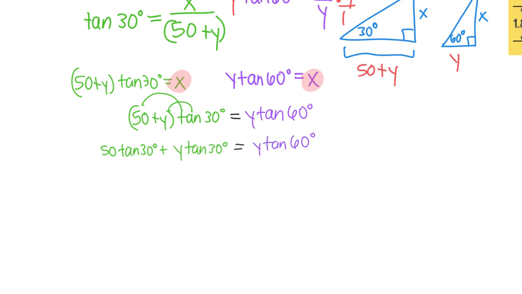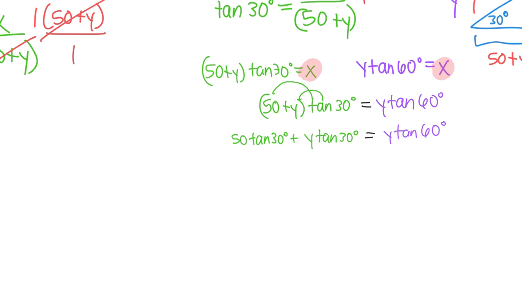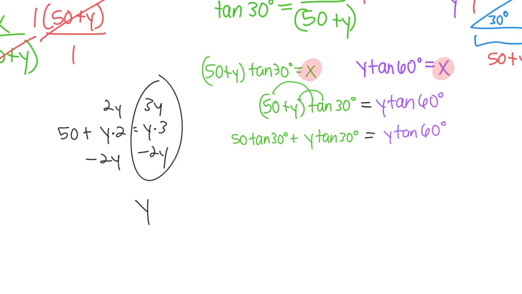Then I need to get them together. So think of these as just like terms because they both have y in them. So tangent of 30 is a number. Tangent of 60 is a number. It's going to be those numbers. So it's just like if you had, this is just a simplified example, if you had 50 plus y times 2 equals y times 3, well, that's just like 2y and 3y, right? And you would subtract 2y from both sides to get the like terms together, and you get 1y.